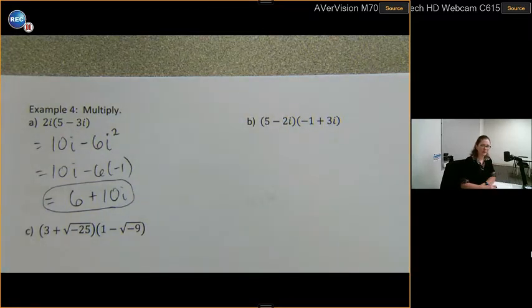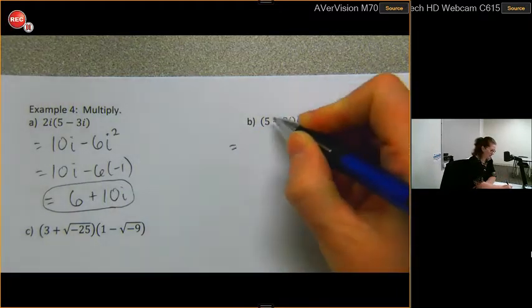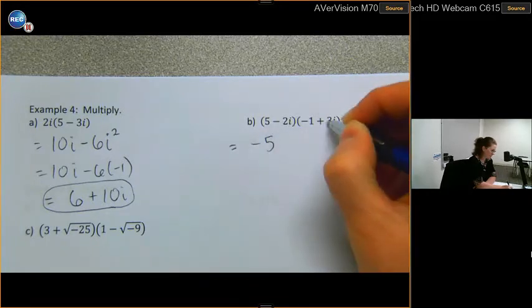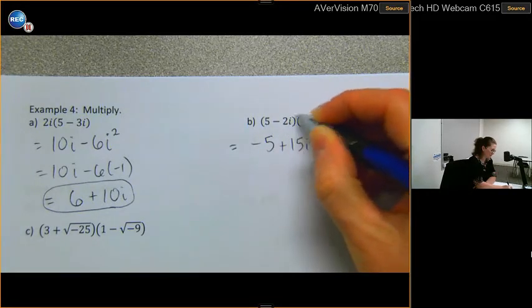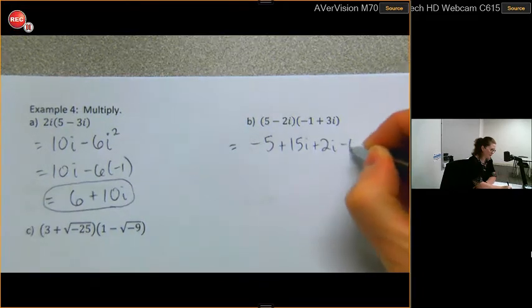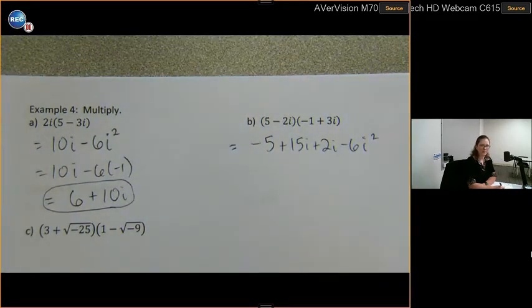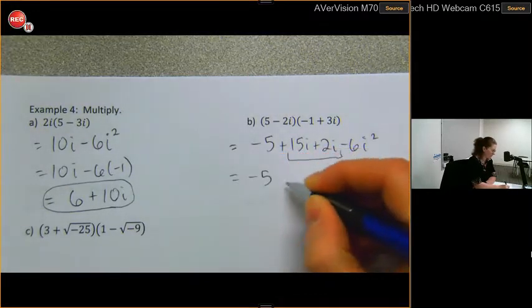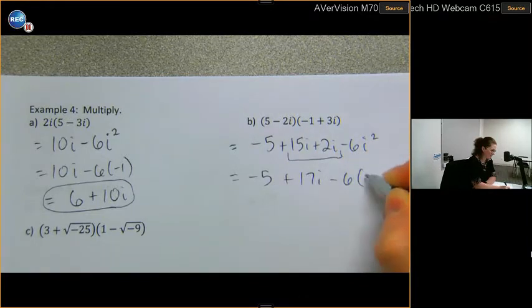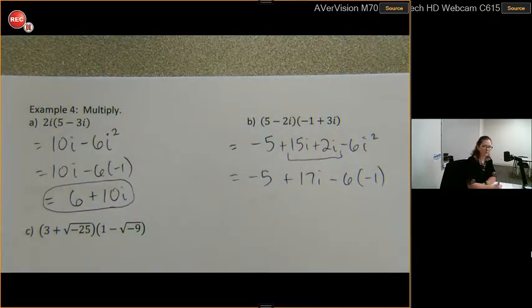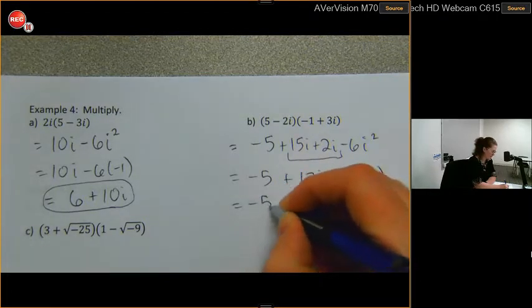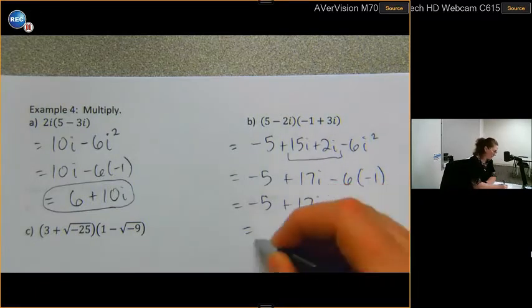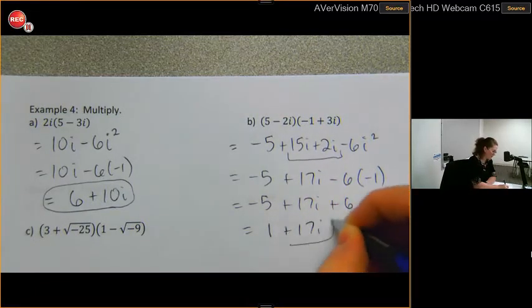Part B, FOIL. We're going to have -5 plus 15i plus 2i minus 6i squared. Combine like terms and change i squared to -1. Combine the 5 and the 6, so we have 1 plus 17i.